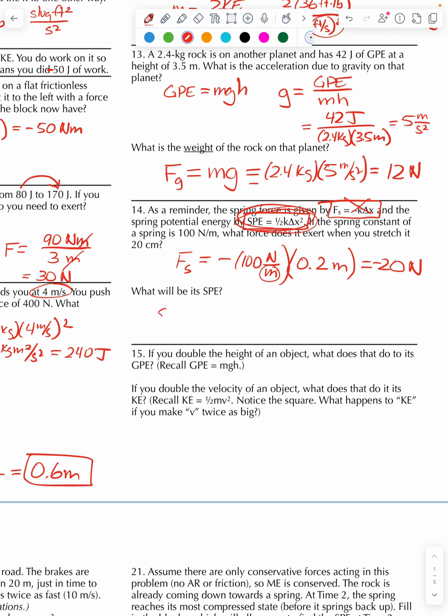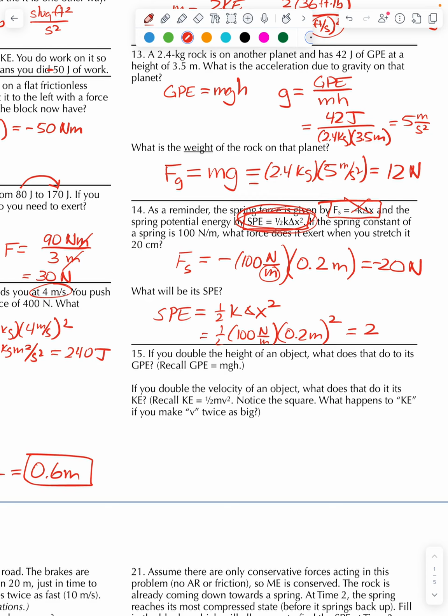That might be useful. So the spring potential energy, some people just call it the elastic potential energy, is going to be just 1/2 the spring constant times the displacement squared. So it's 1/2 times 100 newtons per meter, that's the spring constant, and then 0.2 meters is how much you've stretched it, squared. That's going to be 0.04, right? Times 100 is 4, divided by 2 is 2.